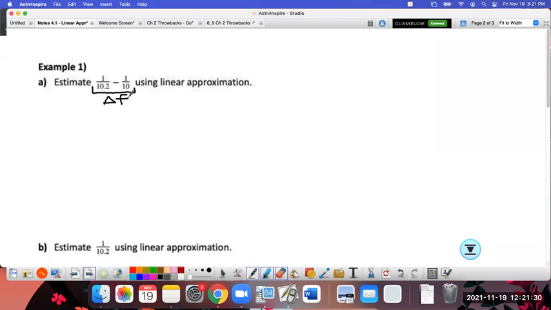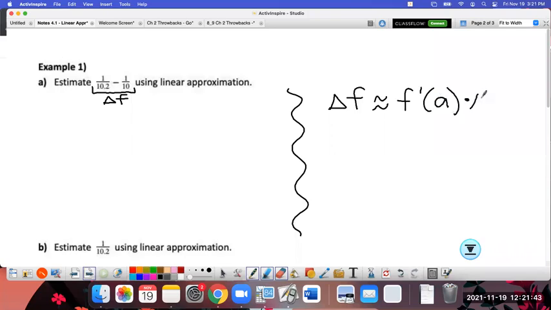Now, what do I need for that? Let me write some stuff over here. This is where I'll do my final work. I'll need to know f prime of a and delta x, which also means I need to know f of a because I do not know the derivative yet. I need to know the original function in order to take the derivative.